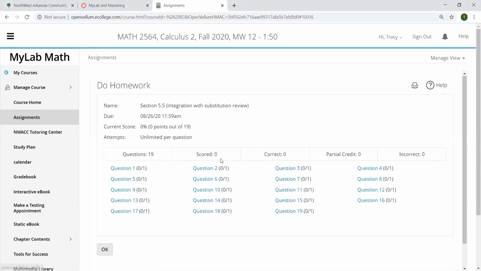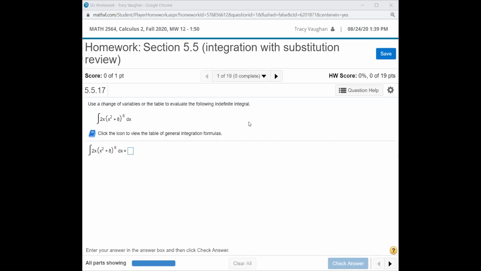I'm just going to click on section 5.5, and I'll probably have to get back out because this is a pop-up window and it blocks the pop-ups from sharing. So let me try that again. There we go. So this is a homework set in section 5.5. So you're just going to be integrating these problems.